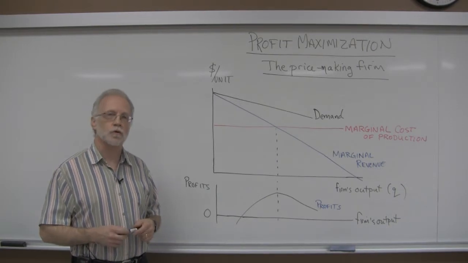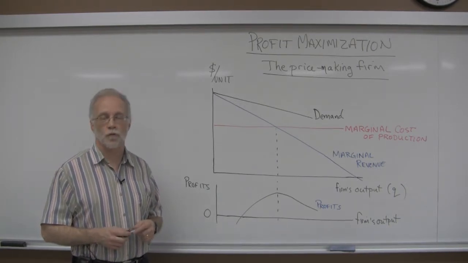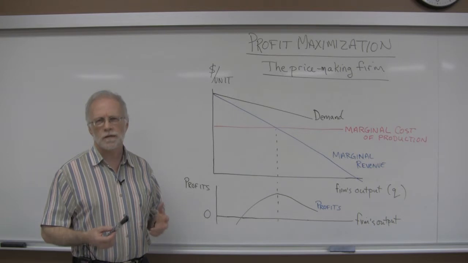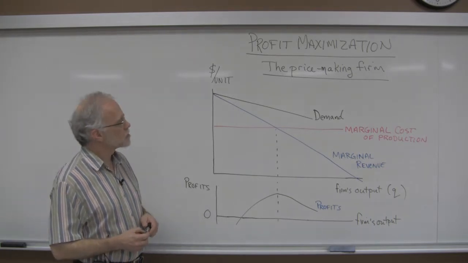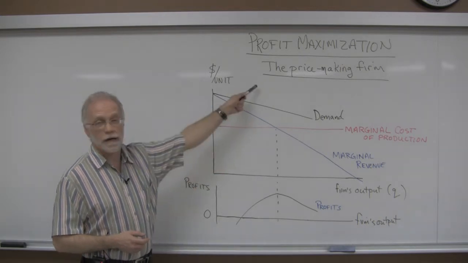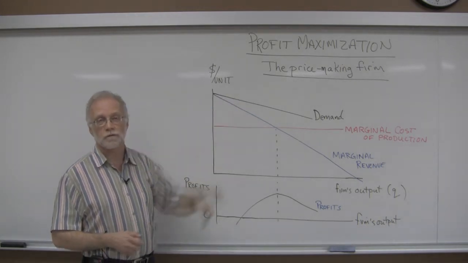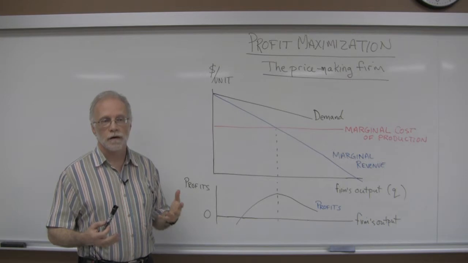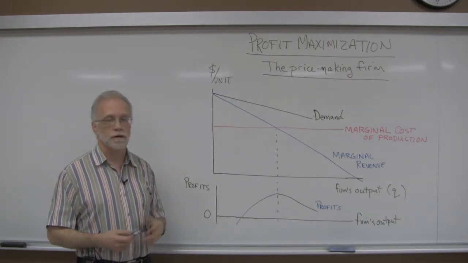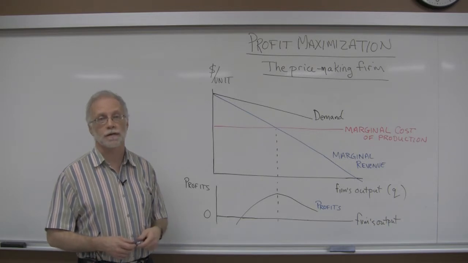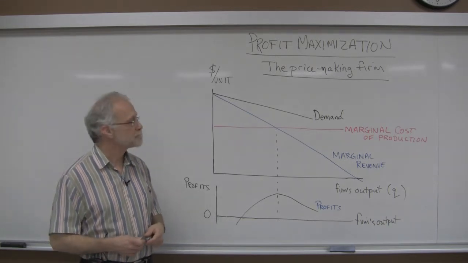Well, in this little video, we're going to have a look at the logic of profit maximization in a little bit more general case than the price-taking firm. So I'm calling this profit maximization in the case of the price-making firm. That is a firm where the firm has some market power, meaning it has some choice over the price. In other words, it can make the price in the market. It doesn't just take it as given.